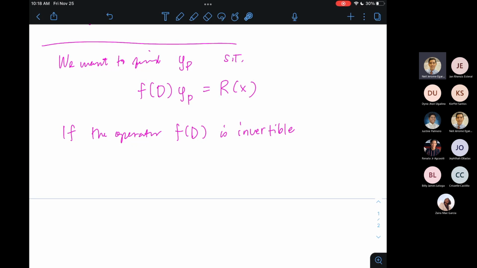Now, if the operator f of d is invertible, that is the inverse operator, we'll denote it by f inverse of d.